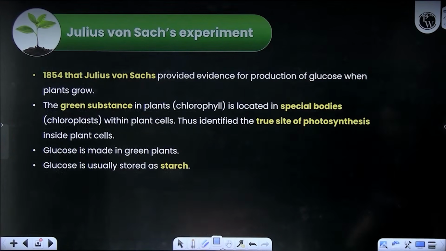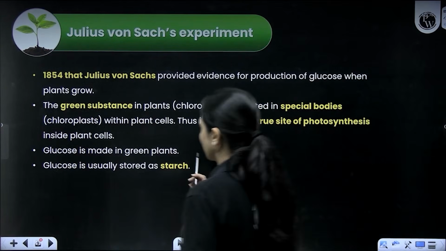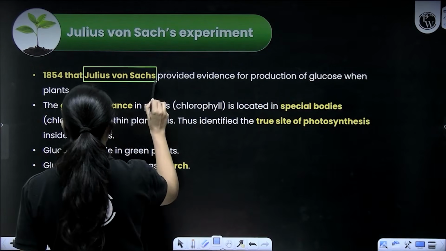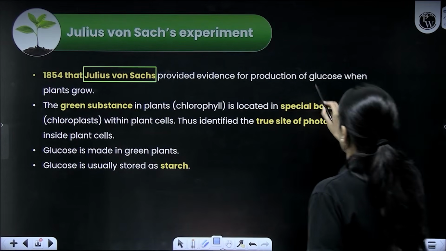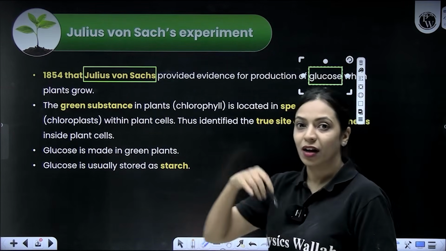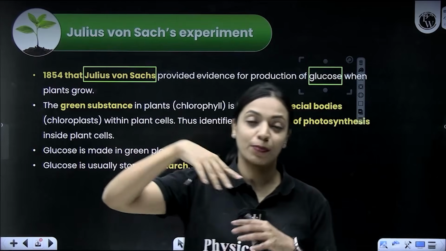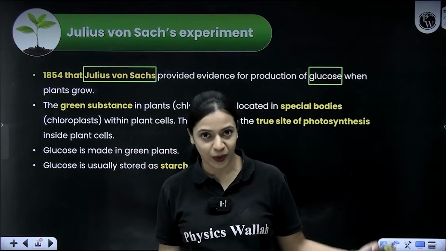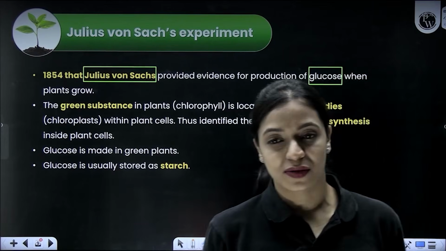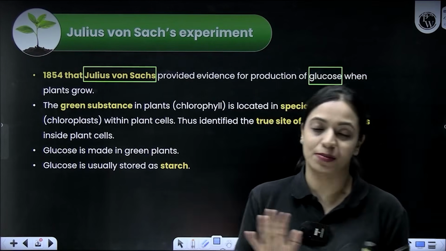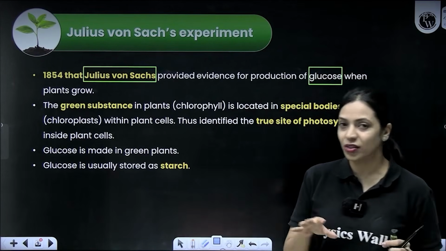Now, moving on. There's another person called Julius von Sachs, much later in the 1800s. He discovered that glucose gets produced when plants grow. When plants are growing, from being short to becoming tall, they synthesize glucose, something he provided evidence for. What exactly he did in his experiments is mentioned nowhere, so don't worry about it.